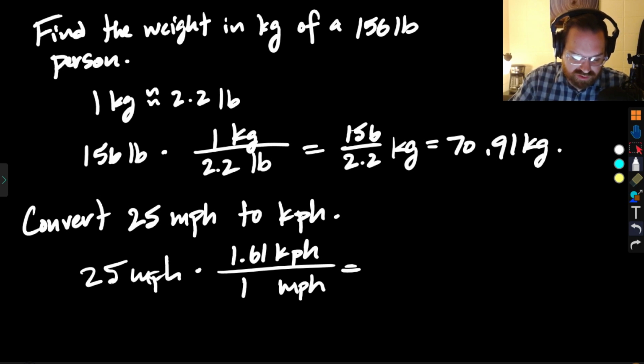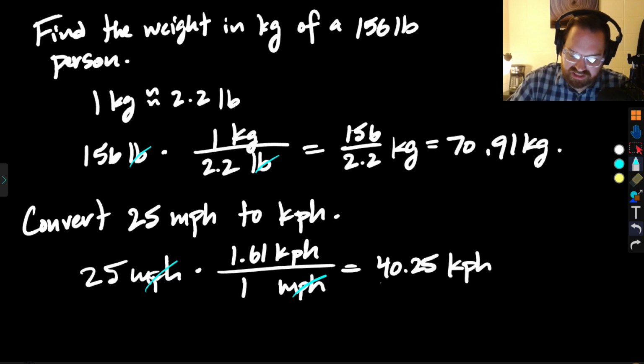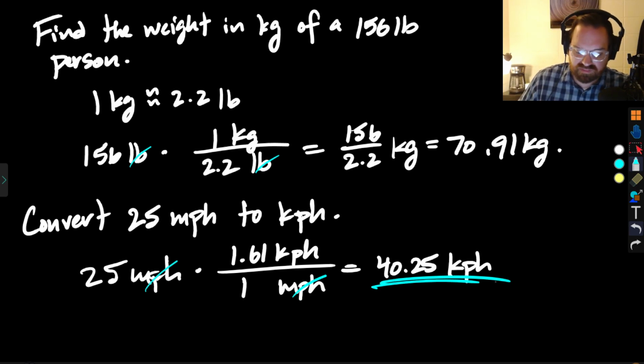So 25 times 1.61 is ultimately going to get, remember these units, I should point that out. These units cancel, okay? So we are going to be left with 25 times 1.61, which is 40.25 kph. And that's my final answer. Okay.